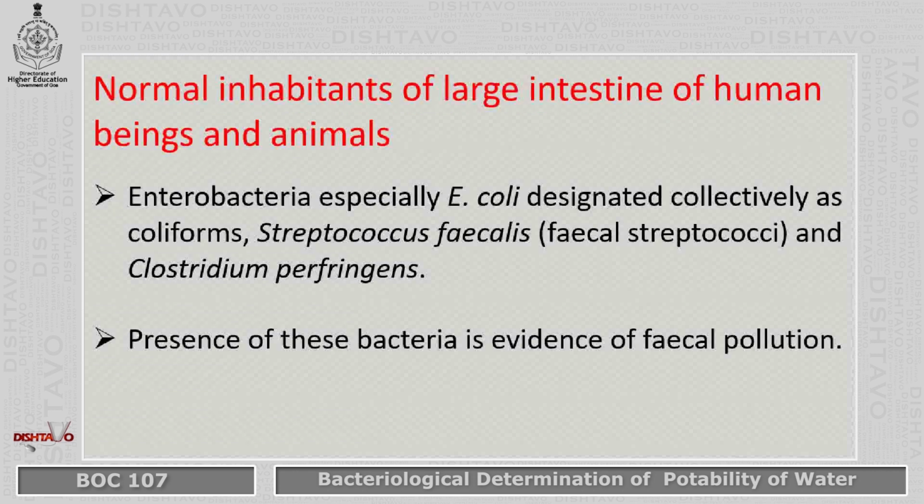In the large intestine of human beings and animals, enterobacteria are the normal inhabitants, especially E. coli, which are designated collectively as coliforms, Streptococcus faecalis, and Clostridium perfringens. Presence of these bacteria in the water shows that fecal contamination has taken place in the water.